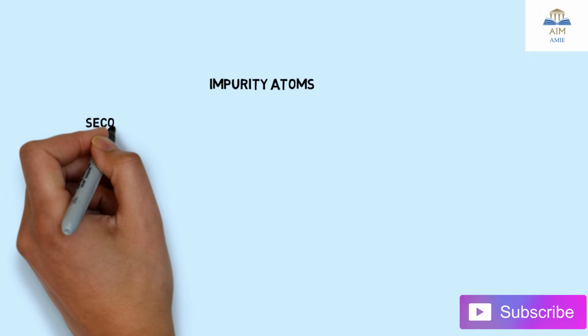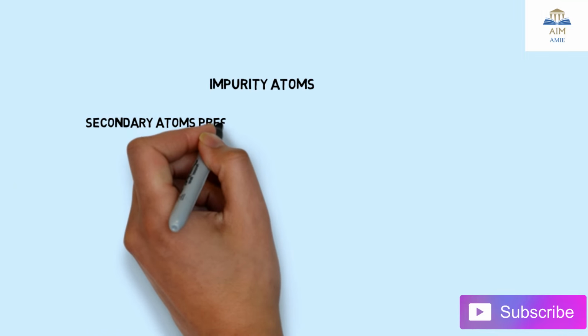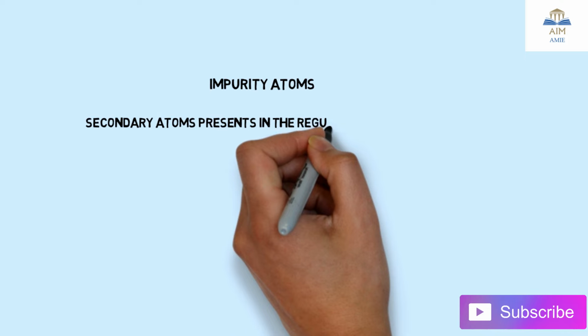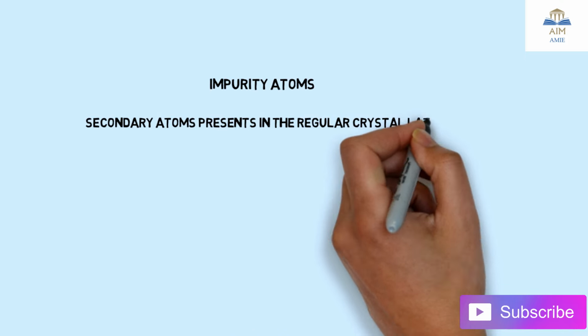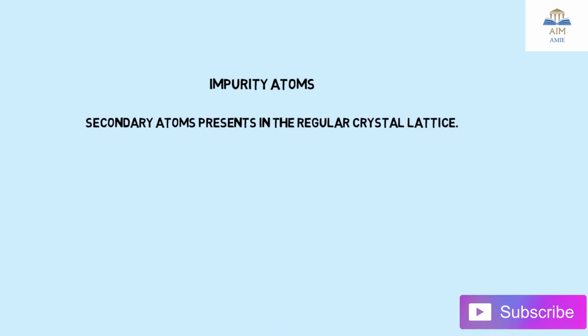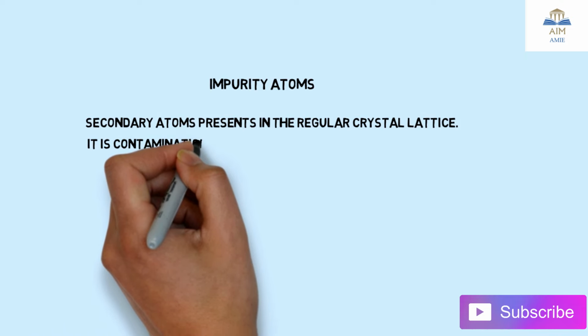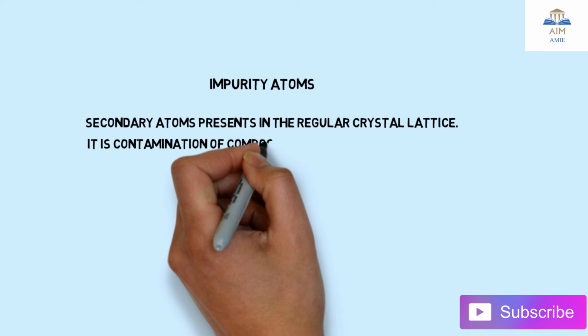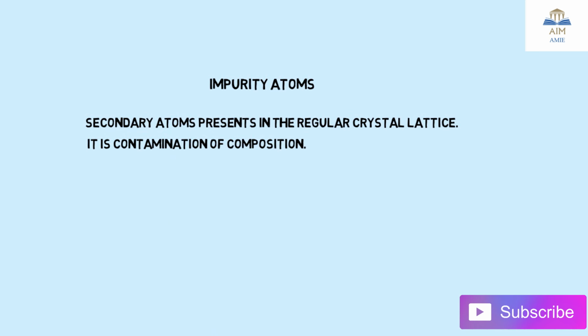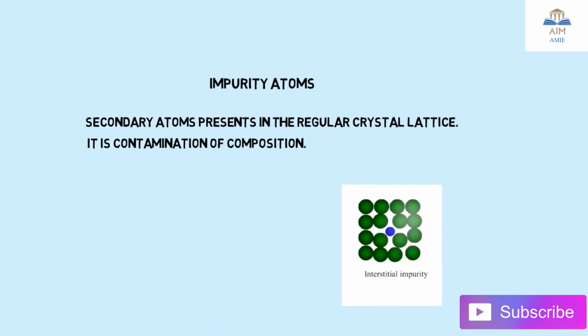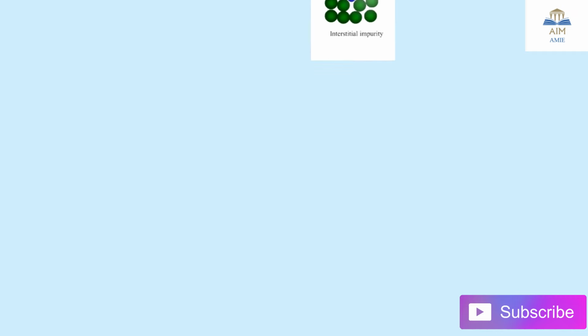The next one is the impurity atoms. The impurity atoms are the secondary atoms present in the regular crystal lattice. So crystal lattice is the main word, please write it down. It is the contamination of composition. So over here you can see that it is the main interstitial.